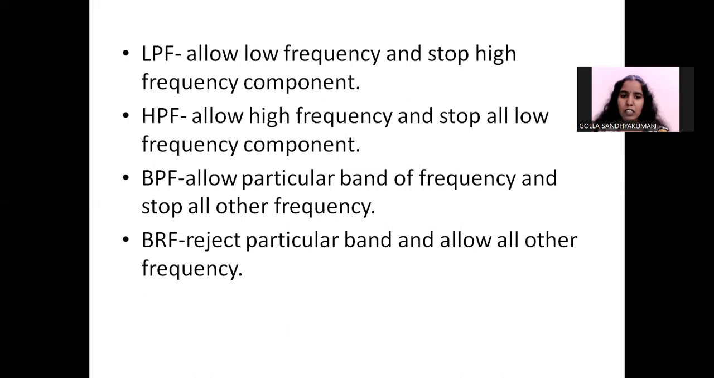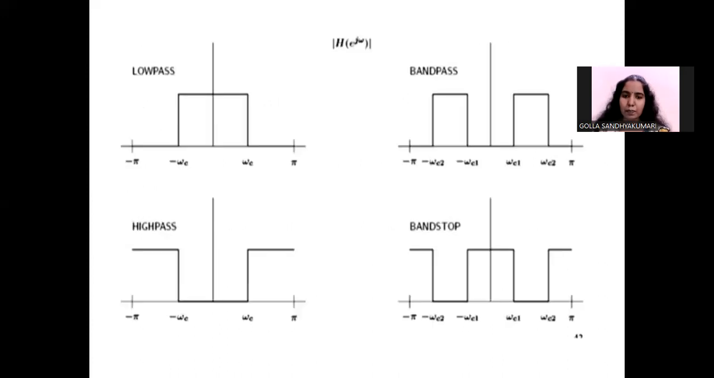The low pass filter allows only low frequency components and attenuates high frequency components. The high pass filter allows only high frequency components and stops all the low frequency components. In a similar manner, band pass filter allows a particular band of frequencies and attenuates all other frequencies. Band rejection filter rejects a particular band of frequencies and allows the other frequency components.